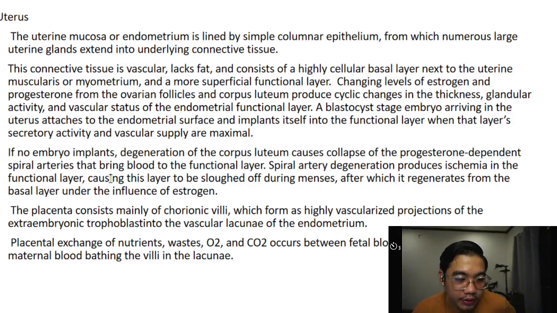All right. So the uterus, or the uterine mucosa or endometrium, is lined by simple columnar epithelium from which numerous large uterine glands extend into the underlying connective tissue. The connective tissue is vascular, no? We'll talk about this. I'll read this later.